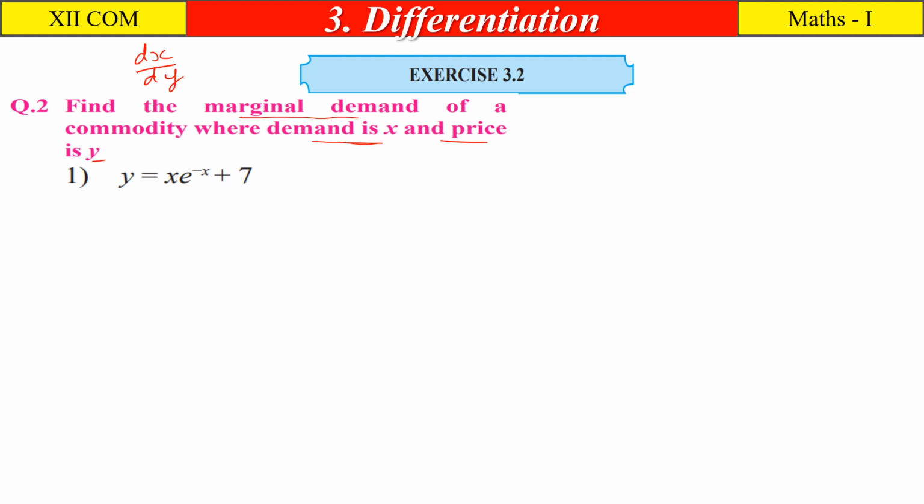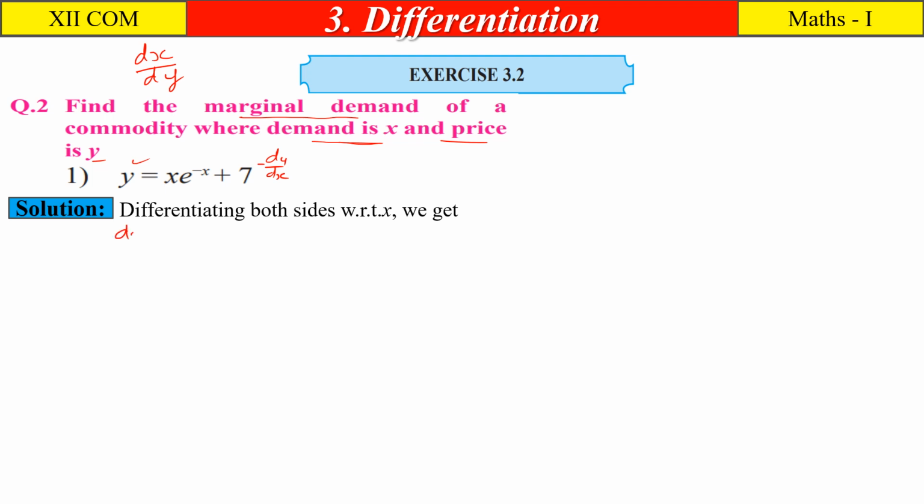So we have to find here just dx upon dy, but here the question is y is equal to a function of x. Simple. From this question we can find dy by dx, and after that we can just take the reciprocal, right? So differentiating both the sides with respect to x. So we'll differentiate both the sides. dy by dx is equal to d by dx of x into e raised to minus x plus 7, right?